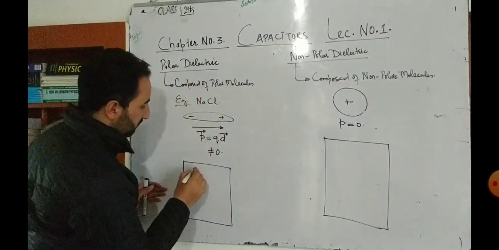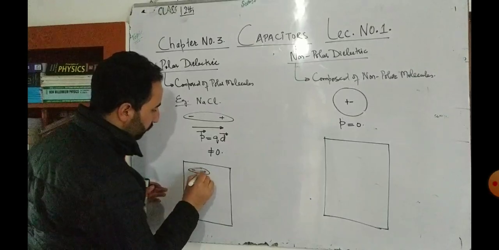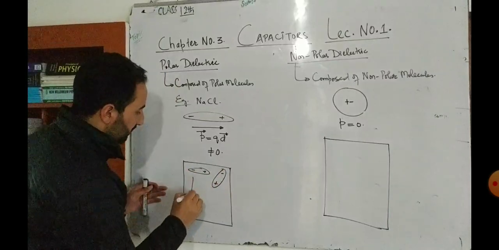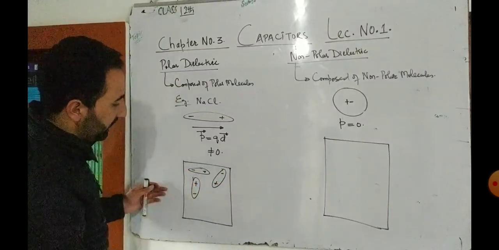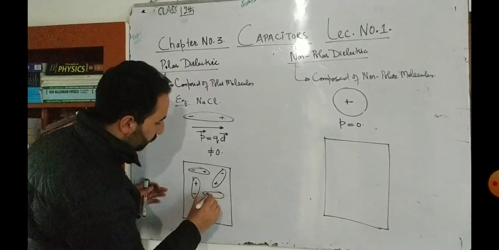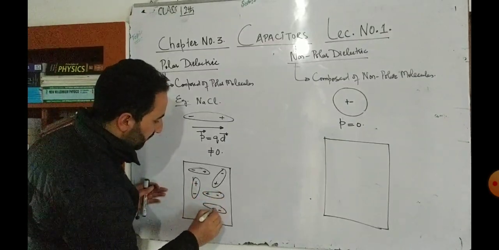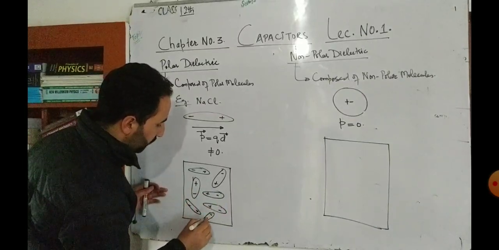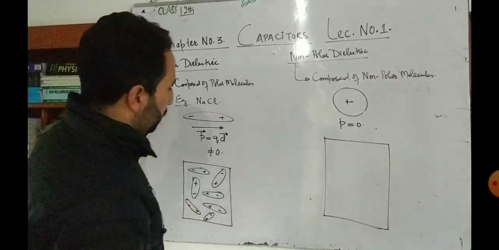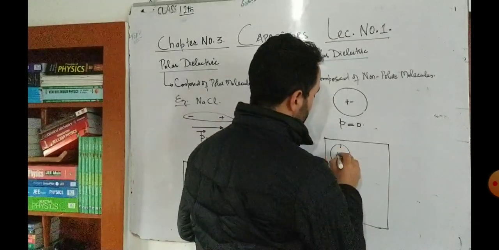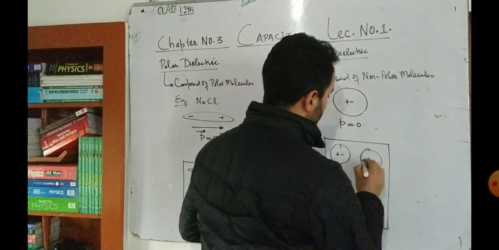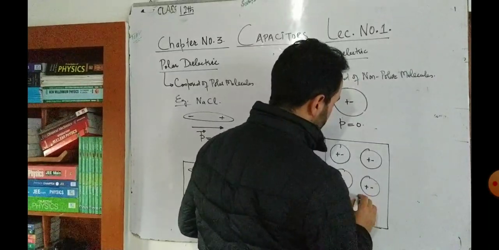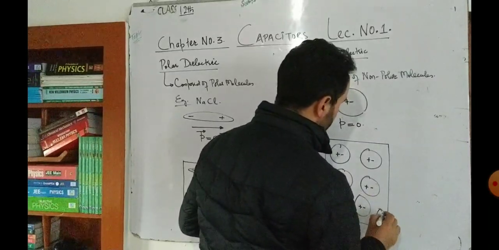So suppose this is one polar molecule, negative, positive. This is another molecule like this, negative, positive, and this another molecule, positive, negative. They are randomly oriented. Another one like this, positive, negative. Another one like this, negative, positive. Another one like this, positive, negative. Another one like this, negative, positive. And so on. In the same way, here we have the structure: positive, negative, one molecule after another, randomly oriented. Okay, fine.